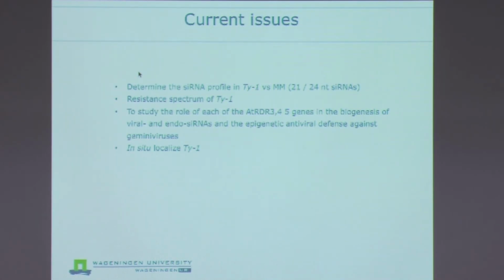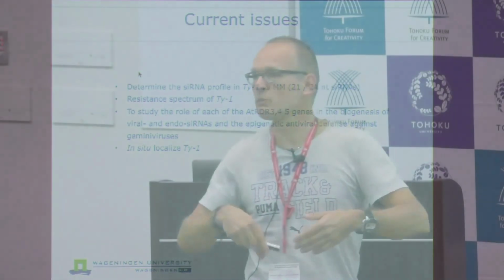RDR3, 4, 5: Ty-1 is cloned from tomato, and in tomato there is only one RDR3/4/5 type of gene. But in Arabidopsis there are 3. So what we also want to find out is the roles of RDR3, 4 and 5 individually in the biogenesis of viral or endo-siRNAs and in the epigenetic antiviral defense against Geminiviruses. And at the moment we're also performing Ty-1 localization studies to further show that this is probably specific for DNA viruses that replicate in the nucleus. So we would suspect that Ty-1 localizes in the nucleus, and at the moment preliminary data indicates that yes, we localize Ty-1 in the nucleus, not in the cytoplasm. And that would also explain why Ty-1 does not confer resistance to RNA viruses that replicate in the cytoplasm.